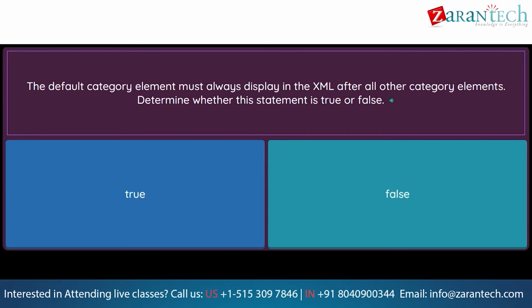Question: the default category element must always display in the XML after all other category elements. Determine whether the statement is true or false. Option 1 true. Option 2 false.